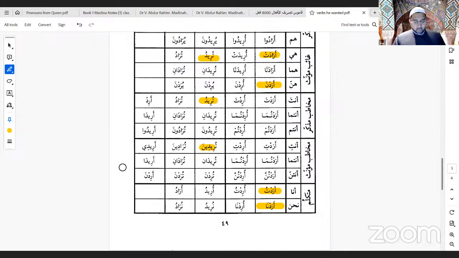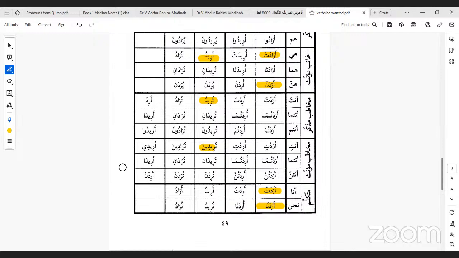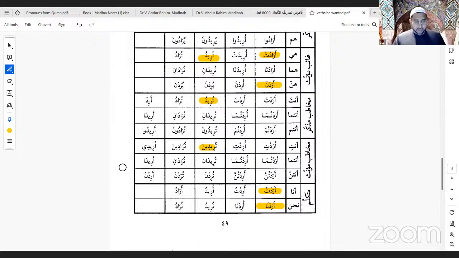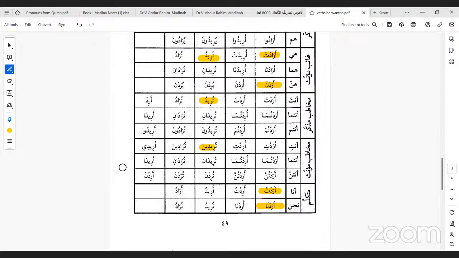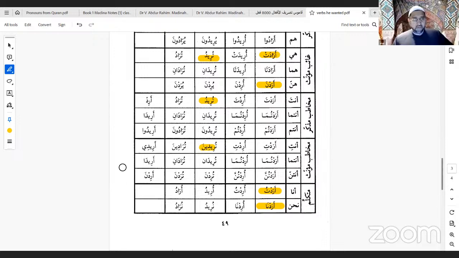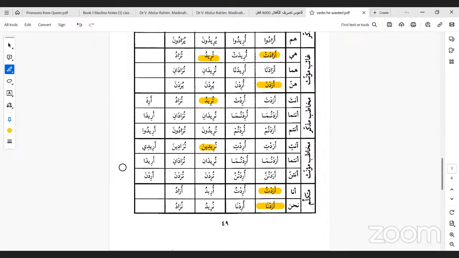Now, have you received a handout which I've just sent now on your phones? Is it in fast track? No, in the Africa group. Surah Ahzab. I've just sent it now. In Surah Ahzab, verse number 33.